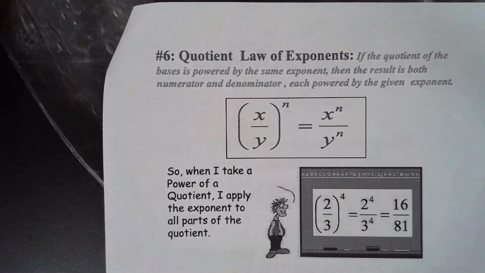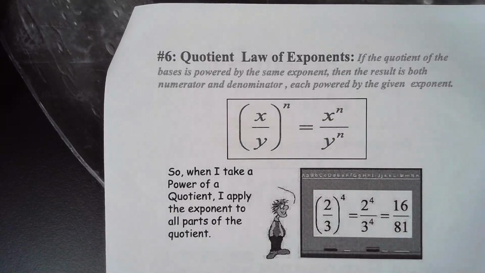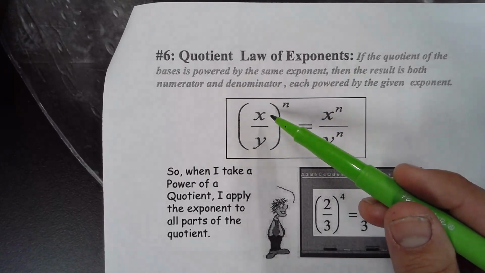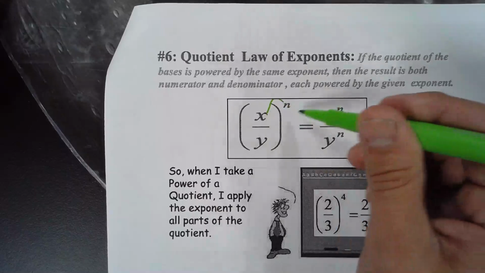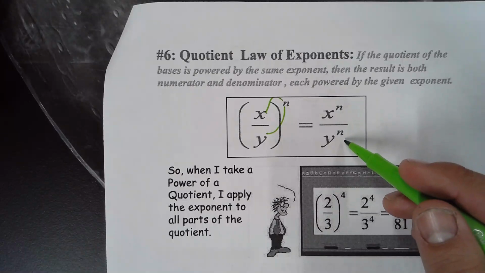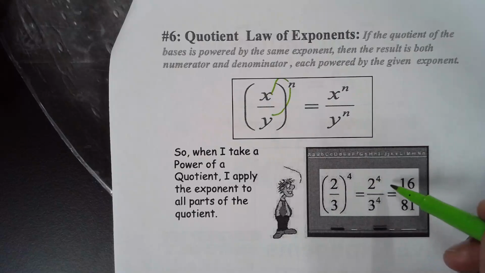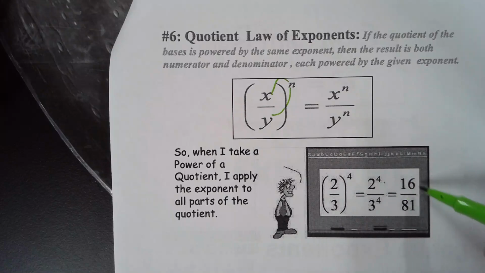Quotient law says that if you have a fraction raised to an exponent, that exponent is applied to the numerator and denominator. So for example, if they have x divided by y to the power of n, then that n gets applied to the x and the y, numerator and denominator. So it'd be x to the n power divided by y to the n power. Their example down here, 2/3 to the 4th power. That 4 gets applied to the top and bottom, 2 to the 4th divided by 3 to the 4th, and then they simplified to 16 divided by 81.